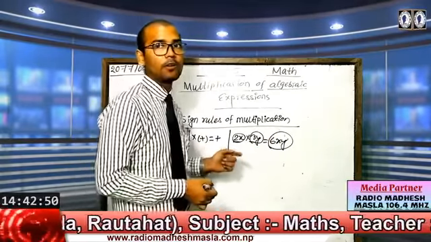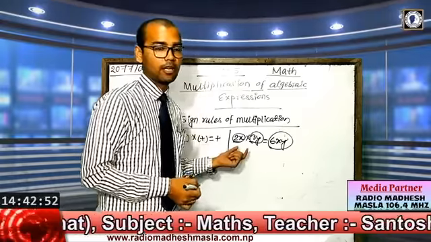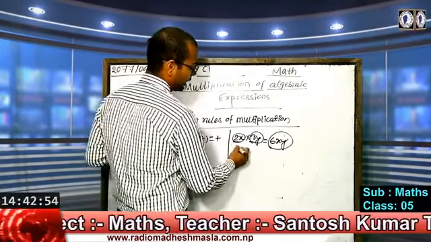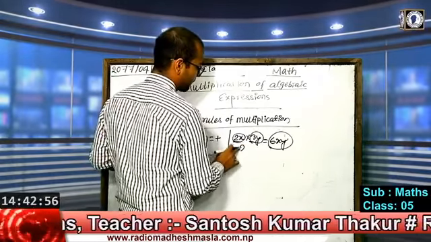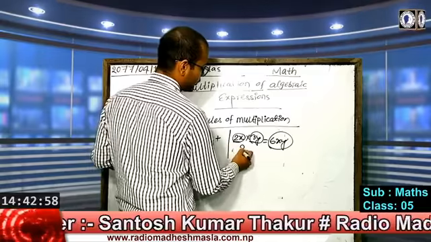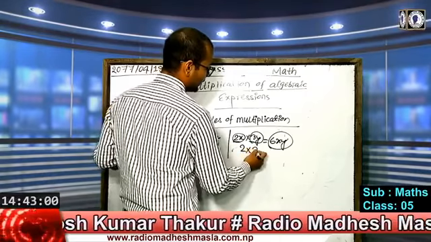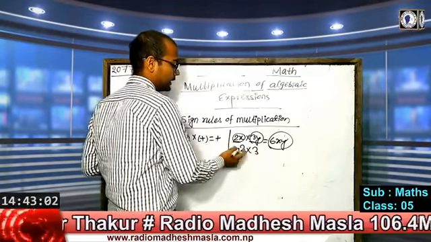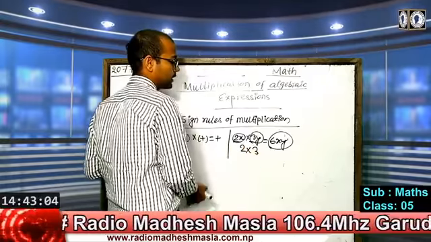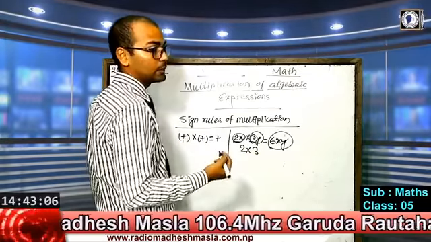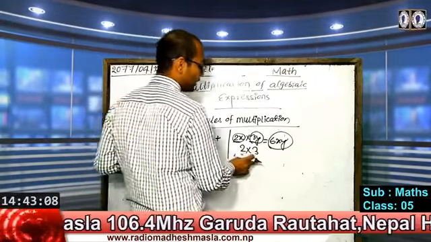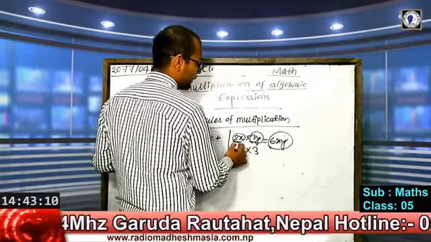Okay. So don't be confused here. Suppose 2 is multiplied by 3. There is no sign in front of 2, it means plus, and also in front of 3 there is no sign, it means plus sign, and between both numbers there is given what?